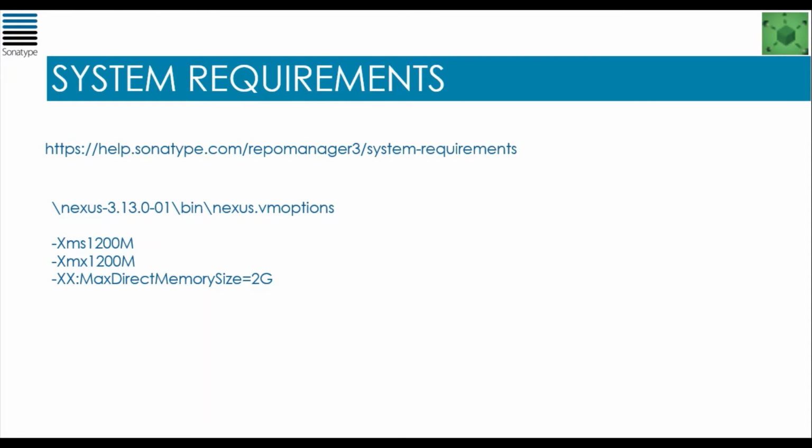Once you download Nexus, in the respective version's /bin folder, the nexus.vmoptions file is there where the minimum configurations are set. You'll see -Xms1200M and 1200M for Xmx, and the max direct memory size is also set to 2G. You'll get that at the moment in version nexus-3.13.0-01.